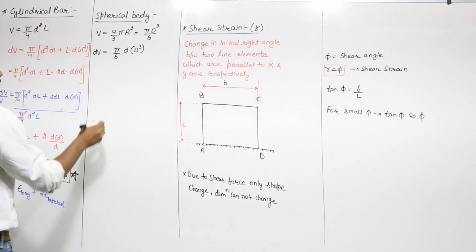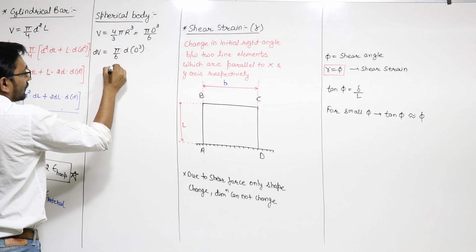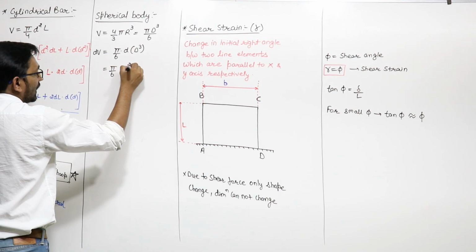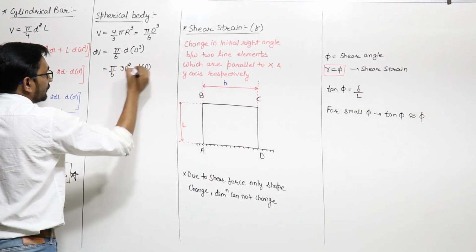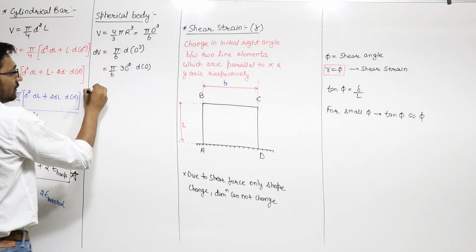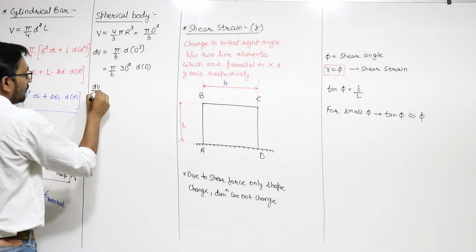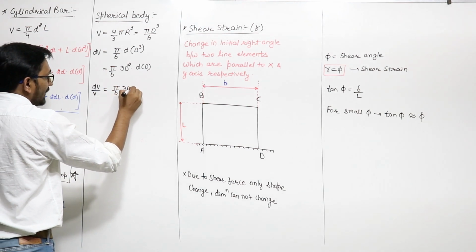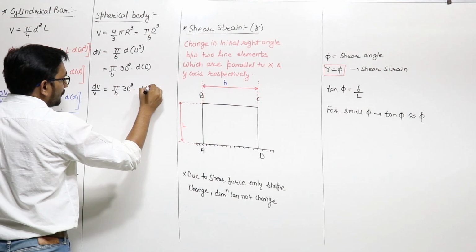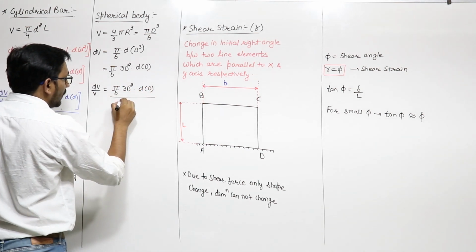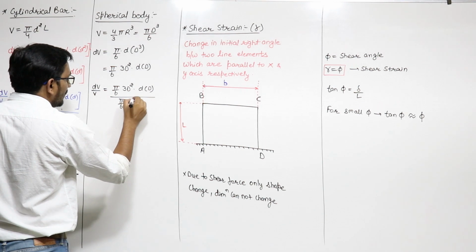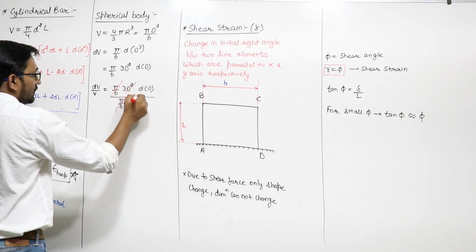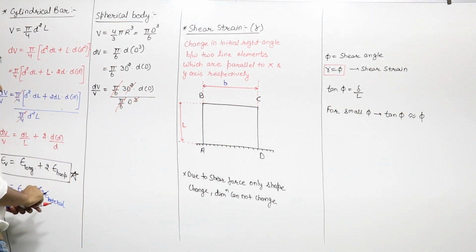So this will be equal to, you can write it as pi by 6, differentiation of d cube is 3d square into differentiation of d, right? Now what is the volumetric strain? Change of volume upon original volume is equal to pi by 6 into 3d square into differentiation of diameter upon original volume, which is pi by 6 d cube. So this pi by 6 will cancel out, and this d cube and d square will be cancelled out.